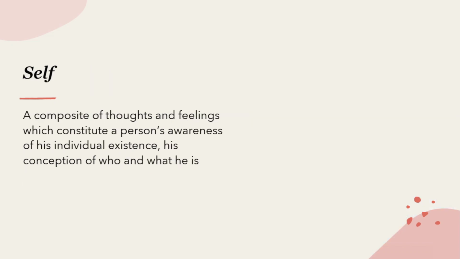Next is self. King defines self as a composite of thoughts and feelings which constitute a person's awareness of his individual existence, his conception of who and what he is. We studied the self concept in Roy's adaptation model, remember? It's almost the same. What are my own thoughts on myself? How do I see myself? My feelings about my physical self and personal self. I should be aware of what I am or who I am.